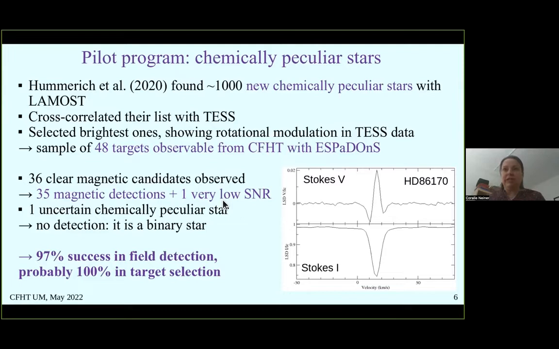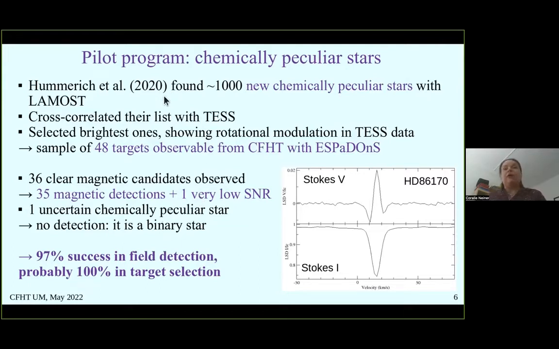In fact, the CFHT team did not validate this data, but we still looked at it, and the signal to noise was too low to detect anything, but that does not mean the star is not magnetic. So we have a 97% success rate in field detections in our targets, but in fact, we could even say 100% because this one, with very low signal to noise, should probably not count.